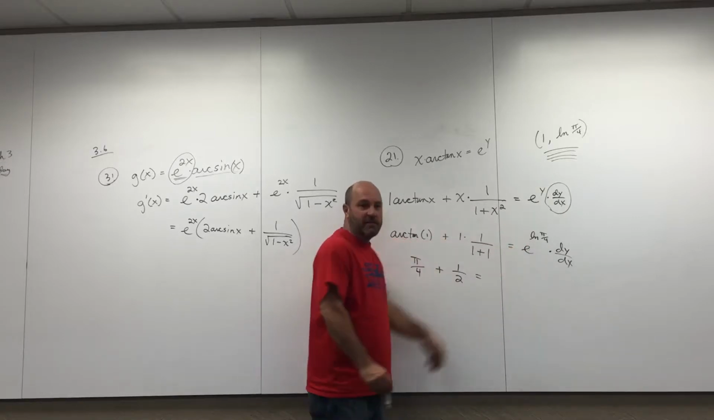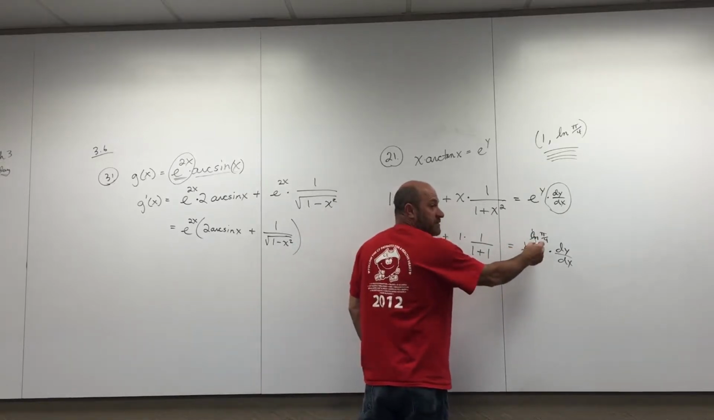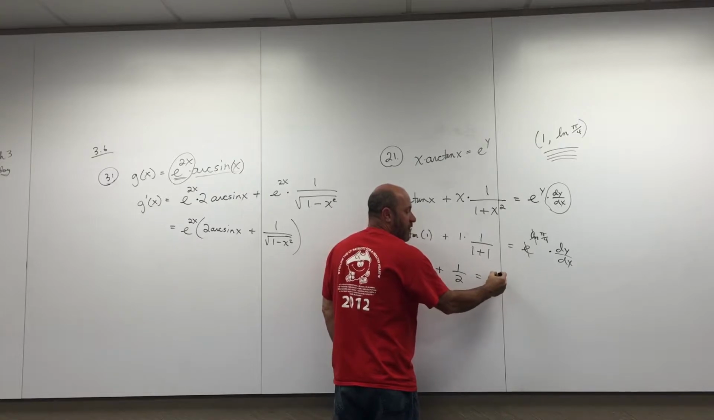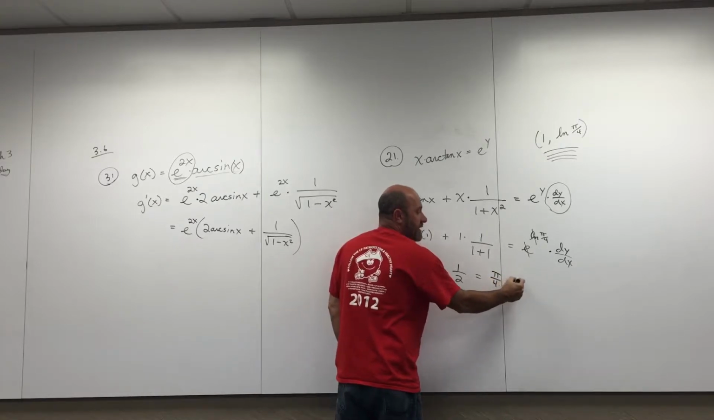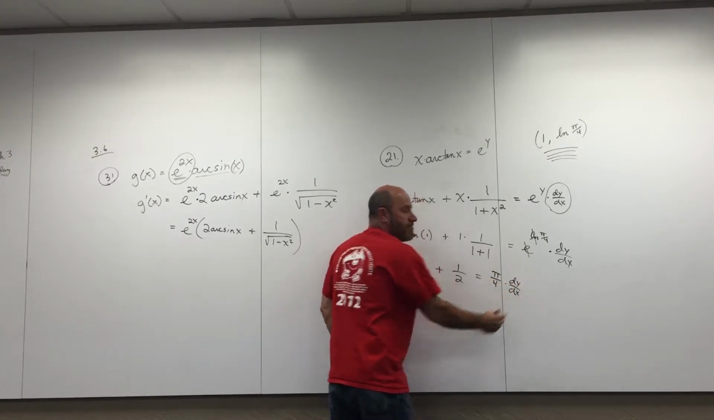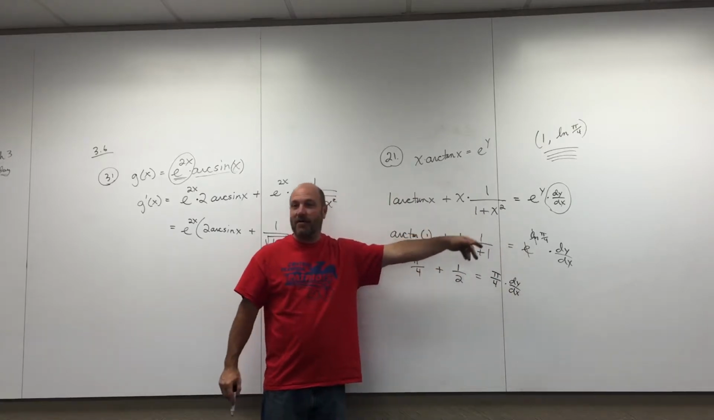Hey, what about this side? The e and log cancel, of course. It's pretty easy. You get a pi over 4 times dy dx, right? That's what's kind of nice of them, that the e and log cancel right there.